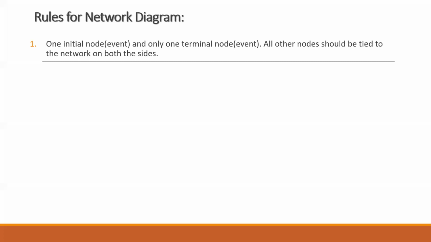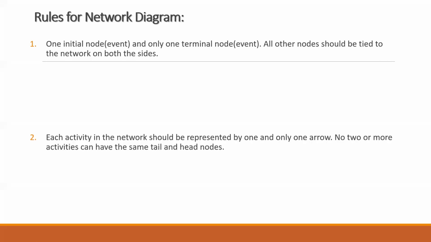Whereas all the other nodes, apart from the initial node and the last node, are tied up to each and every one. So one activity has to be tied to the other as well. The nodes between the initial and the terminal node will have one incoming activity and one outgoing activity. Clear? That's the first rule.